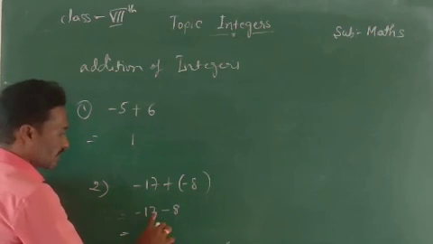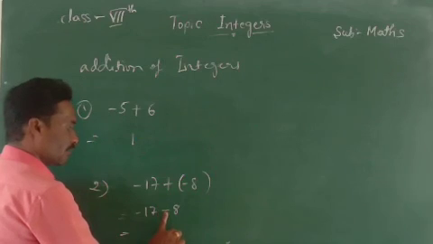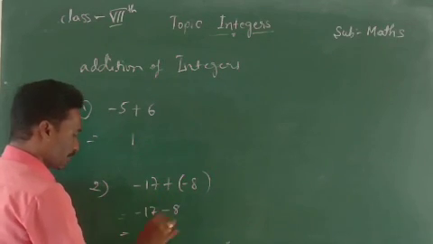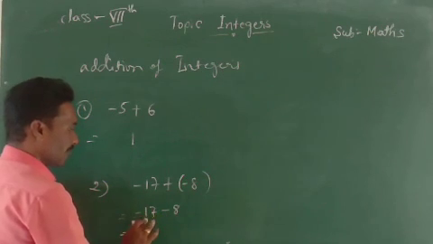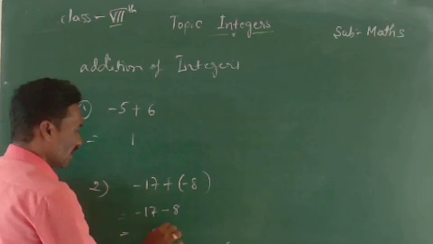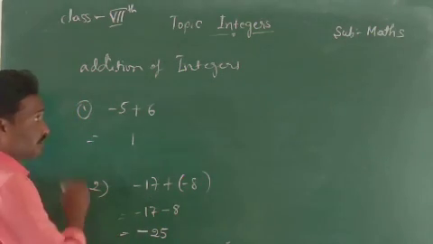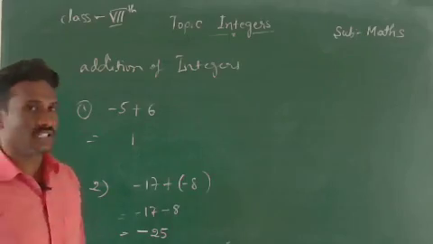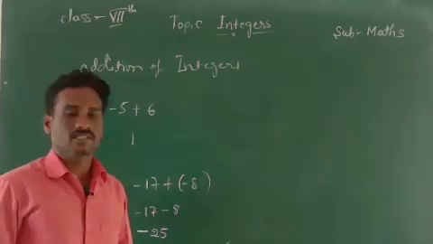Next, both signs are the same, so we have to add. Minus, minus. So you have to add: 17 plus 8 is 25. But you have to write the sign as minus only. So like this we have to add the integers. The remaining we can see in the next class. Thank you.